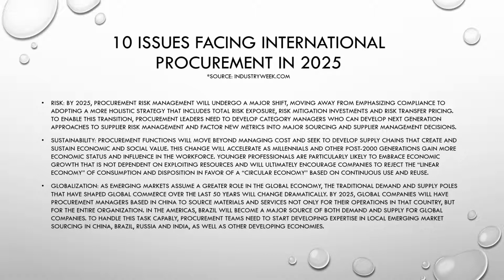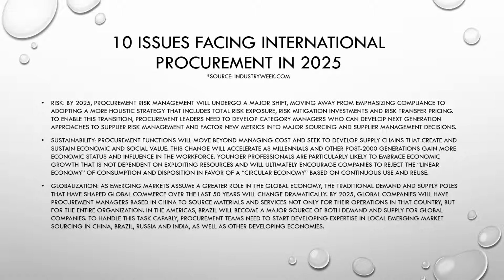The next emerging issue within international procurement is globalization. As the emerging markets assume a greater role in the global economy, the traditional demand and supply roles that have shaped global commerce over the last 50 years will change dramatically. By 2025, global companies will have procurement managers based in China to source materials and services not only for the operations in that country, but for the entire organization. In the Americas, Brazil will become a major source of both demand and supply for global companies.